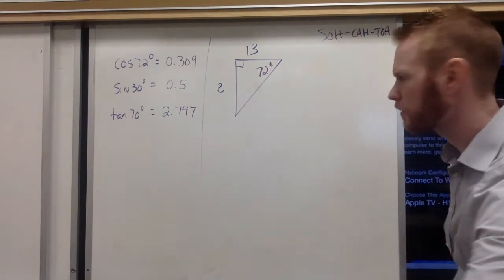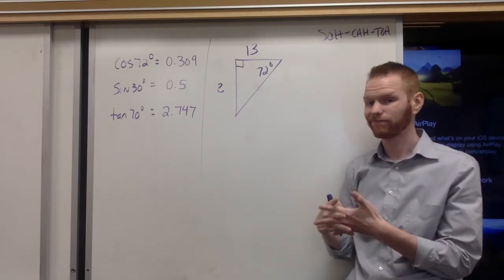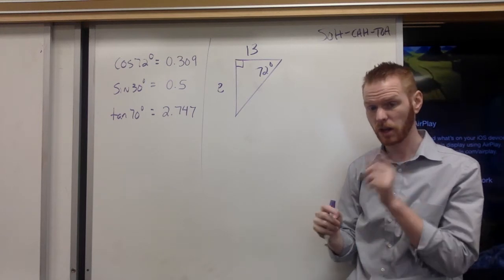Now, how do I solve for E? This is a right triangle. Could we use the Pythagorean theorem? No, there's not enough information. So we're going to use trigonometry, okay?